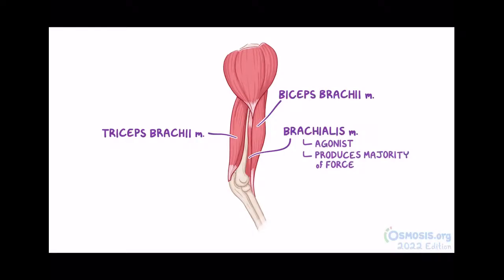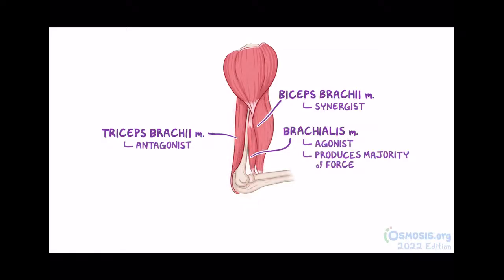The biceps brachii is an important synergist, aiding significantly in this movement, and the triceps brachii on the posterior arm is the antagonist that helps coordinate and control the flexion by slowly relaxing as brachialis contracts. And finally, the deltoid is an example of a fixator as it stabilizes the humerus as brachialis contracts.